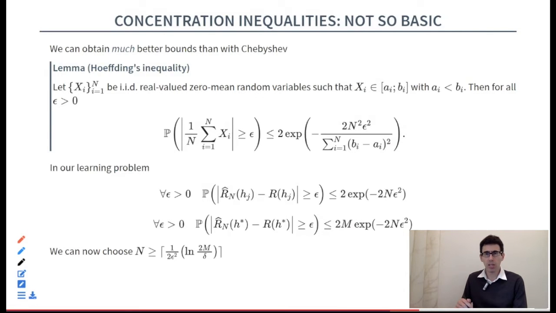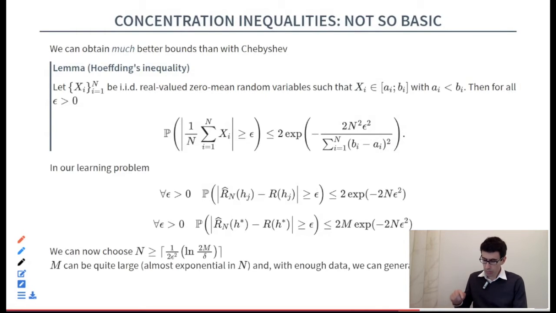And to get that log, as you notice, we had to do quite some heavy lifting. The use of Hoeffding's inequality, that's not simple probability. But that's good news. We can learn. Now, M can be quite large, as I said, but with enough data, you can generalize not just a given hypothesis in the set, but actually the best hypothesis that you find by empirical risk minimization.